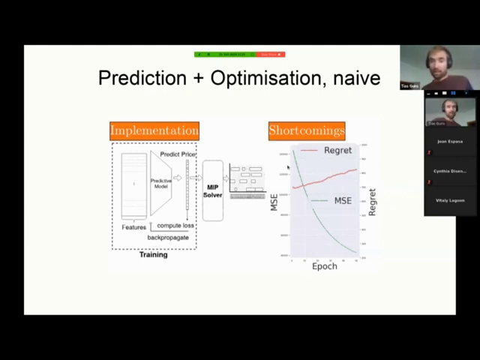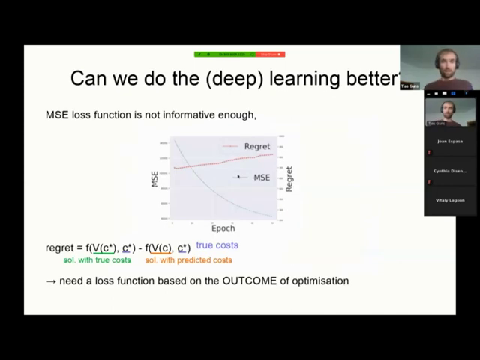So the learner thinks it's improving on its predictions, but in fact, if you look at the regret, so if you look at the effect on the optimizer, then we see that the optimizer is doing worse and worse and worse. All right. So the question here is, again, can we do this better? Can we maybe learn the predictive model using information from the optimization? So as I said, the MSE loss function is not informative enough.